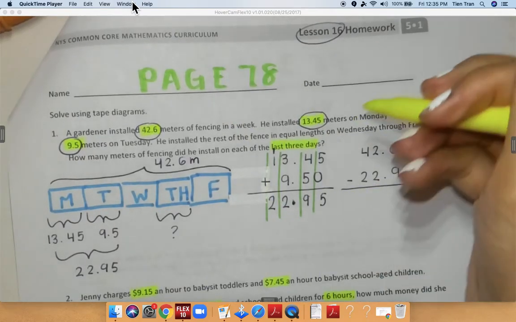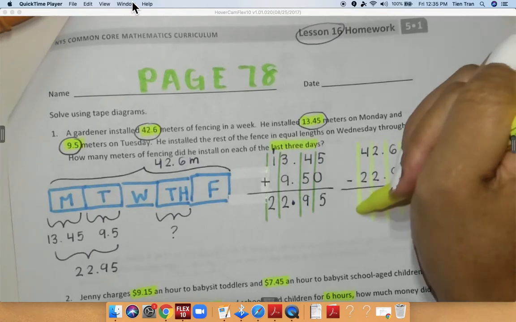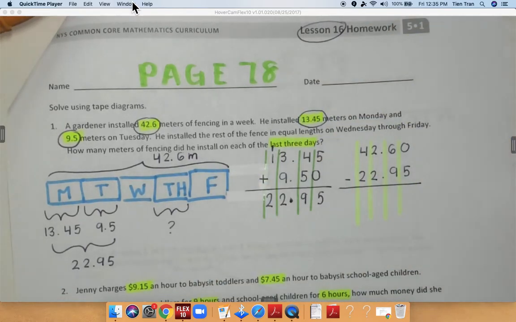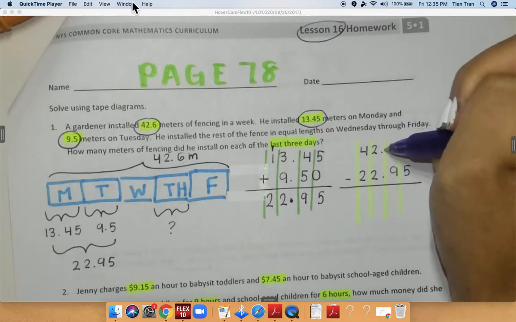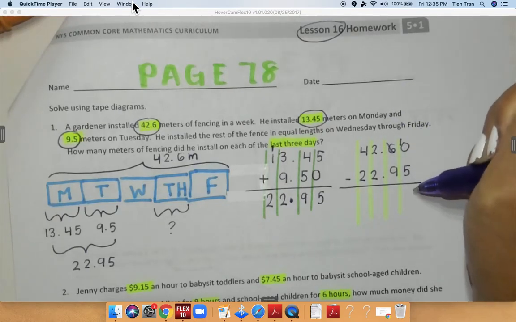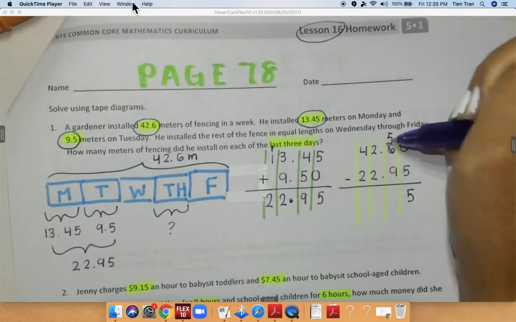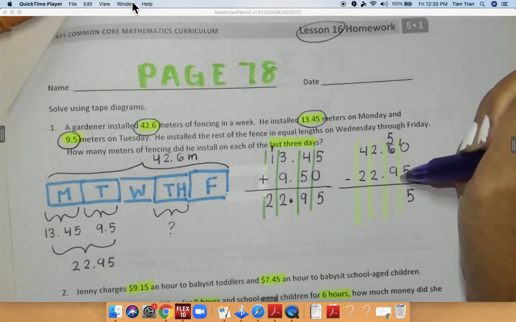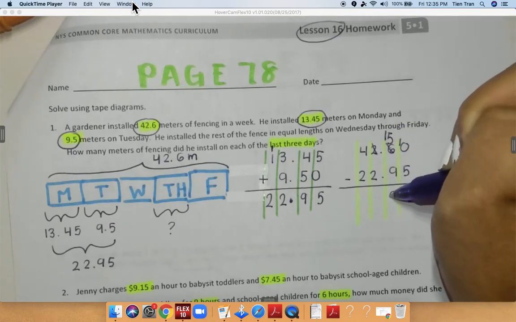Otherwise, you might forget. So I'm going to make sure I draw my lines so that all of my numbers are in the right place value. I cannot subtract 0 minus 5, so I'm going to regroup, and I get 10 minus 5. 10 minus 5 is equal to 5. My 6 changes to a 5. Again, I have to regroup because 5 is smaller than 9. 15 minus 9 is equal to 6.